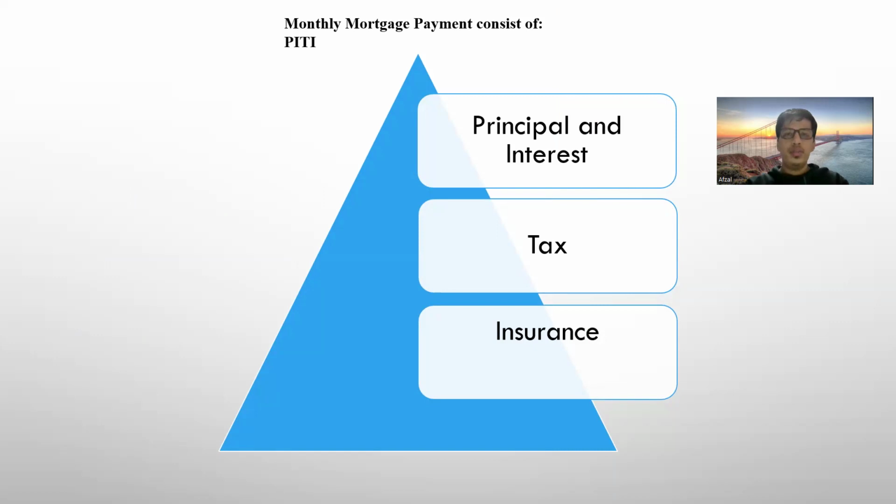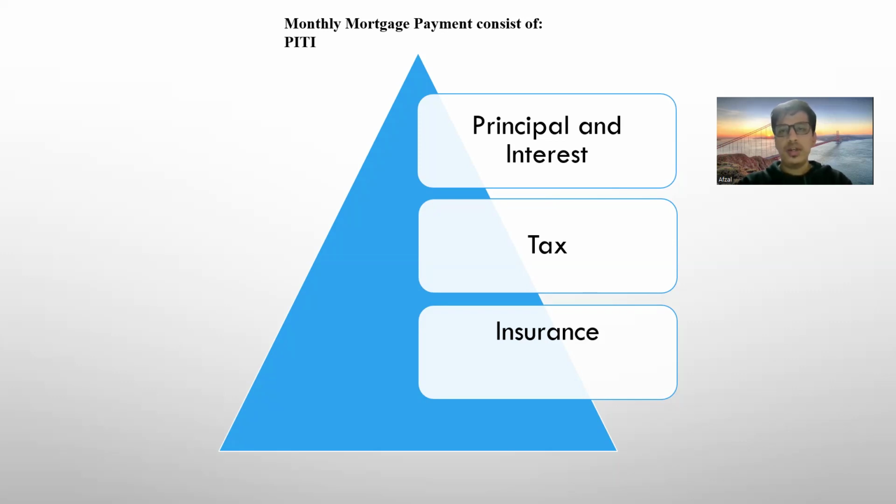Okay. The monthly mortgage payment consists of PITI. We know that the borrower has to pay a monthly mortgage payment every month. So let's break down the monthly mortgage payment which the borrower pays. P stands for principal, I for interest, T for tax, and I for insurance. So the monthly payment consists of PITI: principal and interest, tax and insurance.